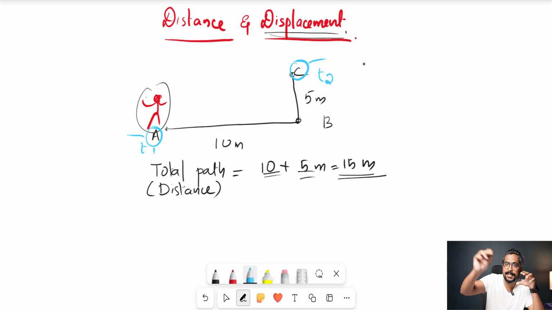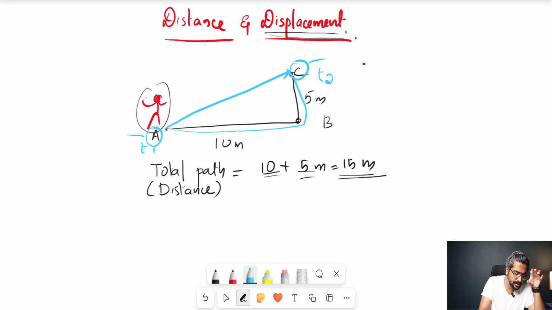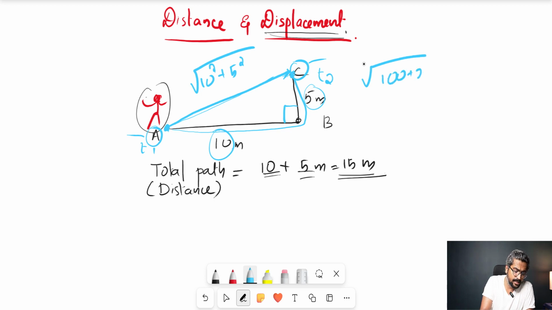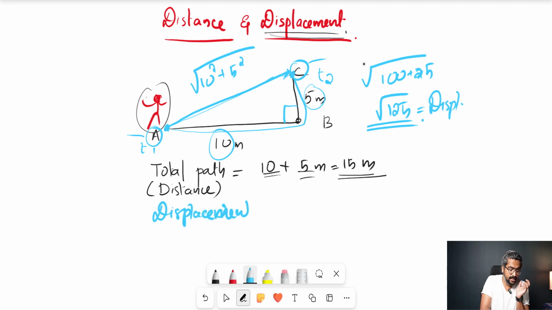So here, what is the change in position? We will not take the total path covered. We will say the change in position is from A to C. So how can I calculate the change in position? Simple Pythagorean theorem. Here it is 10 and this one is 5. So it is root of 10 square plus 5 square. Displacement is 100 plus 25, that is root 125. This is the displacement. I hope displacement is clear now.